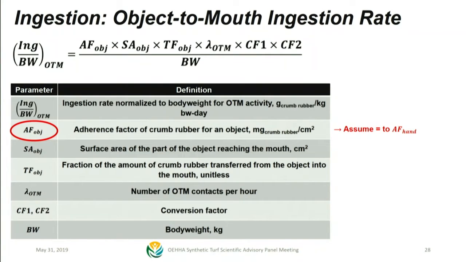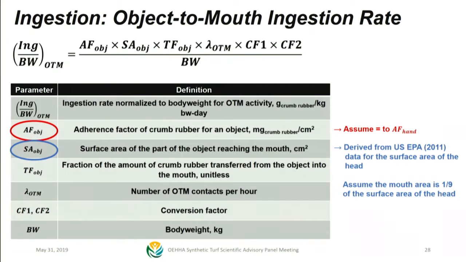So the adherence factor for the object describes the amount of crumb rubber that will adhere to the object after contacting the field. OEHHA did not measure any adherence factor for objects in our field study, but toys and pacifiers are anticipated to be the most likely types of objects in such an activity, since video data did not show players engaging in many activities of this type. Toys and pacifiers can often be made of materials such as plastics and silicone, which may act in a manner similar to the skin. So we propose to use the adherence factor for the hand as a surrogate in this case.